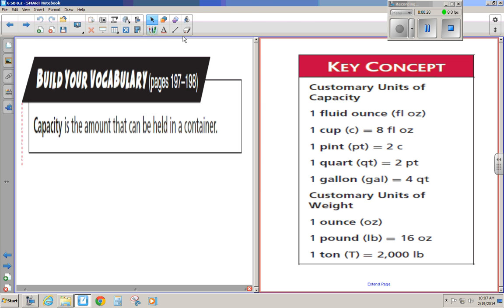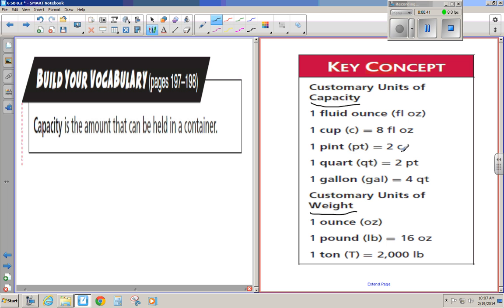So these are some customary units of capacity. First off, 1 fluid ounce, cup, pint, quarts, gallons. This is a capacity unit, and this is a weight unit. Some of them are similar, and they don't mean the exact same thing.